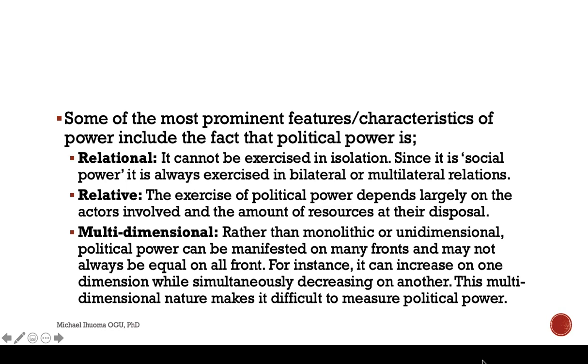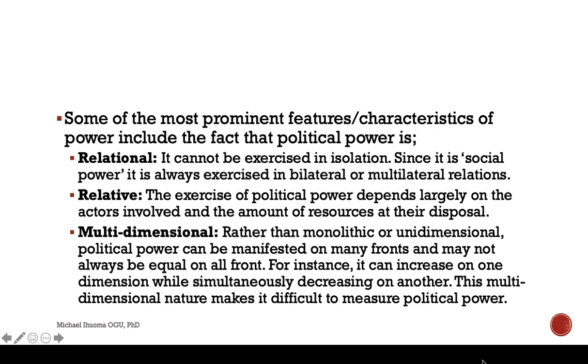Now, there are certain major characteristics or features of political power, which we're going to talk about in this slide. We have said that power is relational, is relative, and of course, it's multidimensional, which was one of the things we talked about in a few of the previous slides, where we said that this is one reason why the concept is controversial.